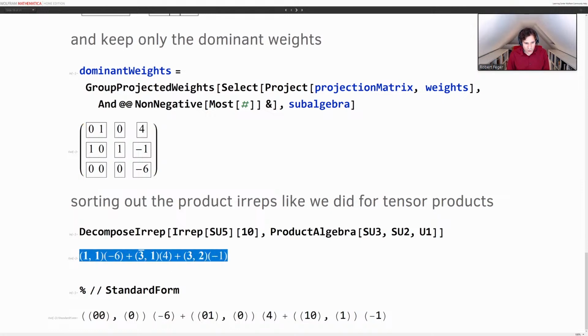And if you show this in the standard form, giving you the Dynkin labels, you can even recover the dominant weights that we saw here. For example, let's highlight this one here. This is the SU3 representation. This is the SU2 representation. This is the U1 charge. And you see it right here. This is just the first row here in the dominant weights.